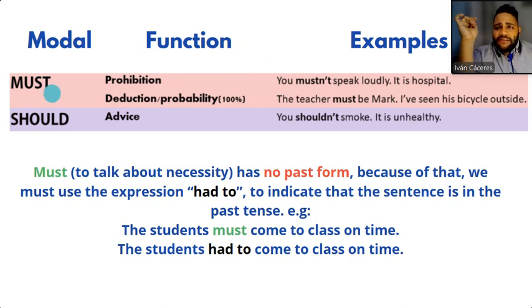Must and should. So it says must is used for prohibition. For example, you must not speak loudly. It is a hospital, okay? And for a deduction or a probability when you are certain that what you're saying is 100% true, okay?